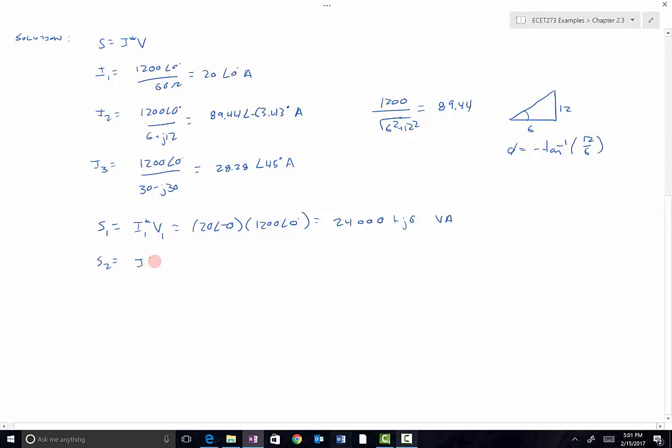S2 is going to be equal to I2 star times V2. And that's going to be equal to 89.44 at an angle of 63.43 times 1200 at an angle of 0 degrees. That's going to give me 48,000 watts and 96,000 VARs.